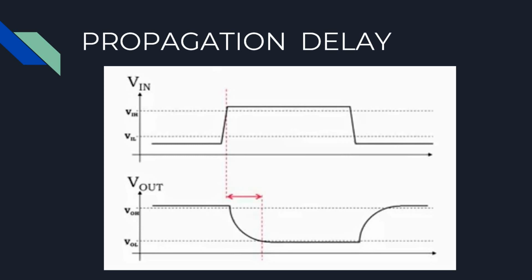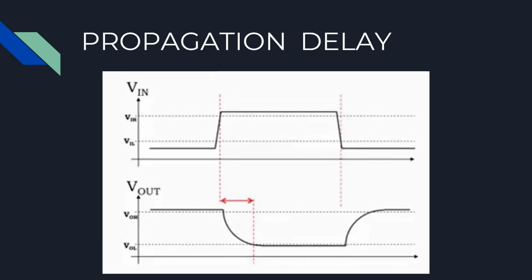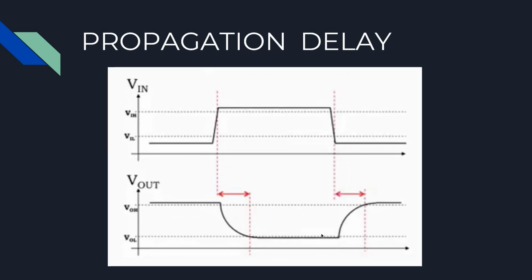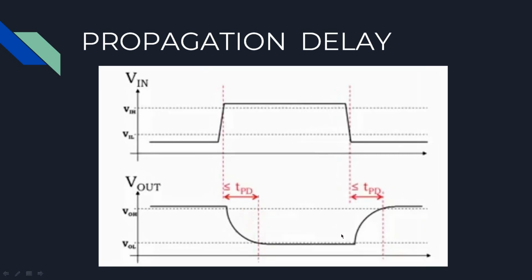We can go through the same process to measure the delay associated with the following input transitions. First, identify the time at which Vin crosses the VIL threshold. We identified it here. Then find the time at which Vout crosses the VOH threshold. The resulting interval is the delay.